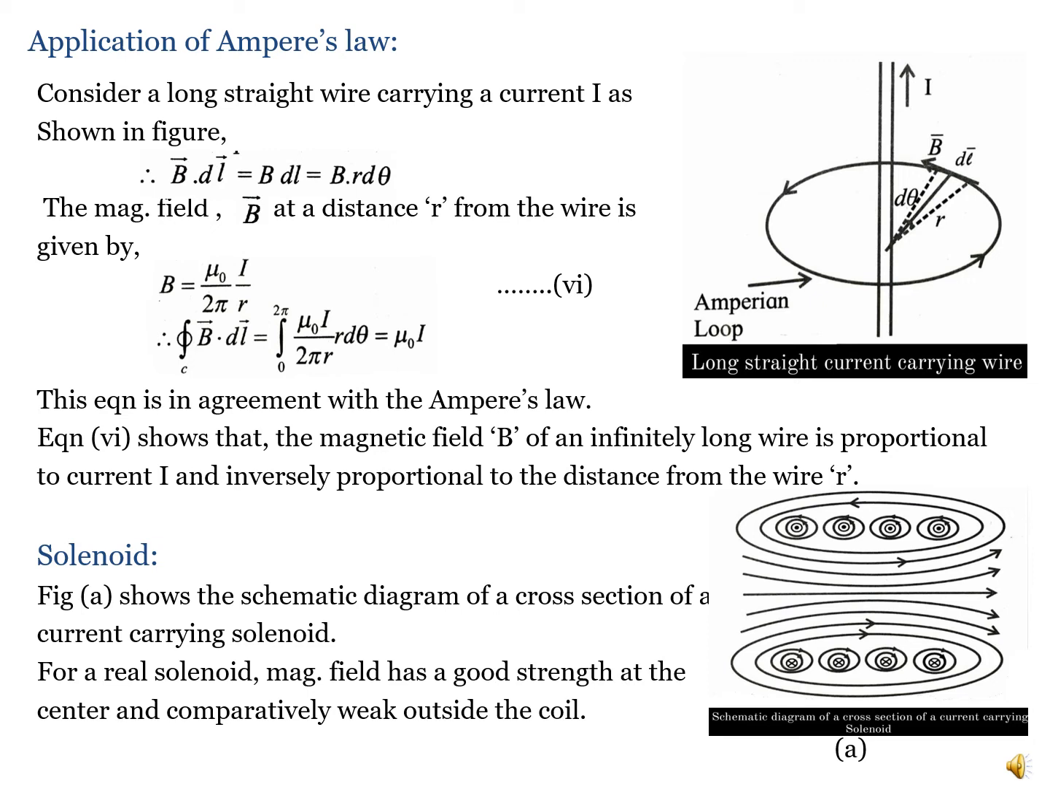The magnetic field B of an infinitely long wire is proportional to the current I but inversely proportional to the distance from the wire, small r. Therefore, the closed integral over B bar dot dl bar is equal to the integration from 0 to 2 pi, because angle at the center will vary from 0 to 2 pi, mu 0 I upon 2 pi r d theta equal to mu 0 I. This is in agreement with Ampere's law.